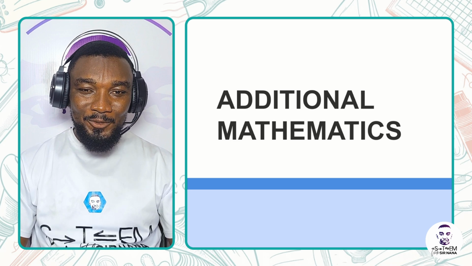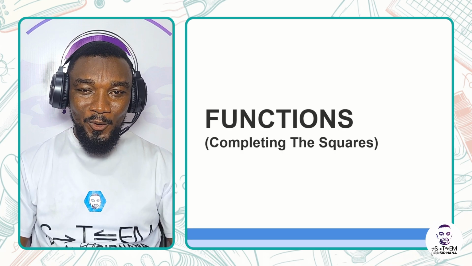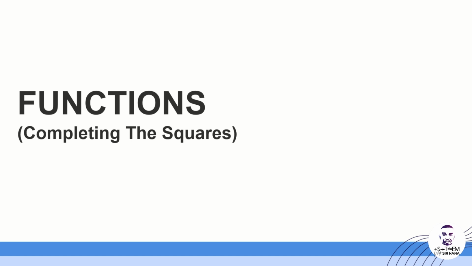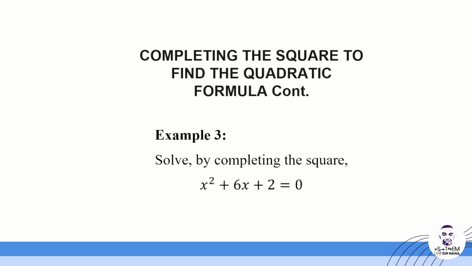In this lesson, we want to consider another example on how we can solve quadratic equations using the method of completing the square. Now, let's consider the example. The example says: solve by completing the square the equation x squared plus 6x plus 2 is equal to 0. Now, let's consider how we can solve this question.